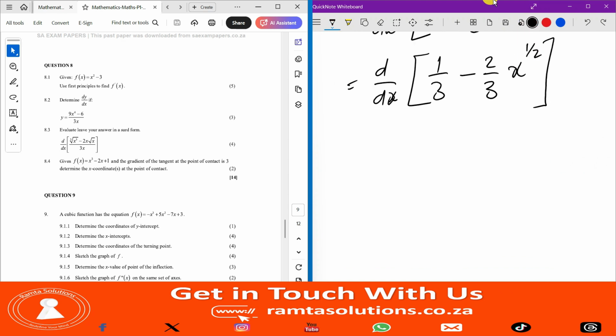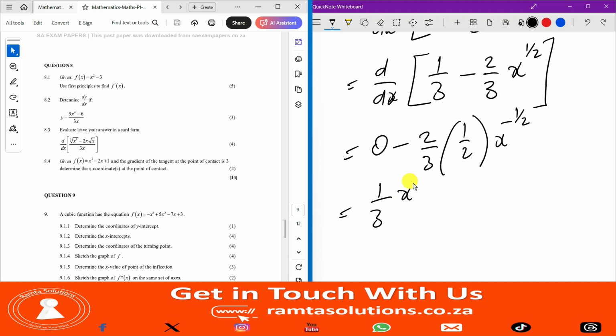So we drop the d dx. The constant will be 0. And this will be 2 over 3, the power there is half, and then what is half minus 1? It will be minus half, isn't it? So this is therefore minus 1 over 3 x to the minus half. However, the question said leave your answer in surd form. So our answer is minus 1 over 3 square root of x. This is your answer.